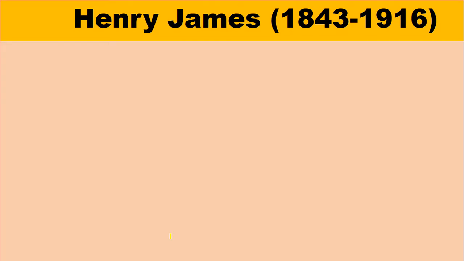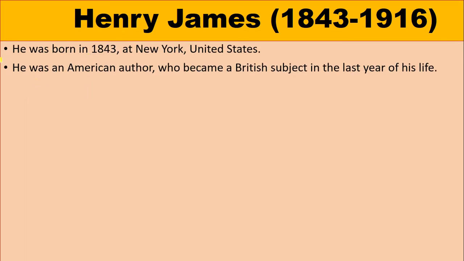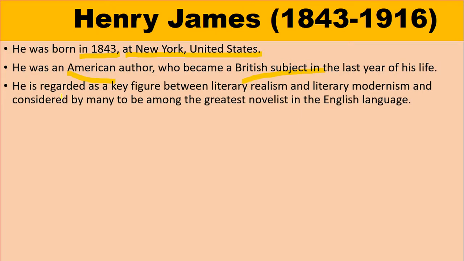Now we have to look at the main important novelist of the modern age, Henry James. Henry James was born in 1843 in New York, United States. Originally, he is from America. He was an American author who became a British subject in the last year of his life. He is regarded as a key figure between literary realism and literary modernism, and considered by many to be among the greatest novelists in the English language.